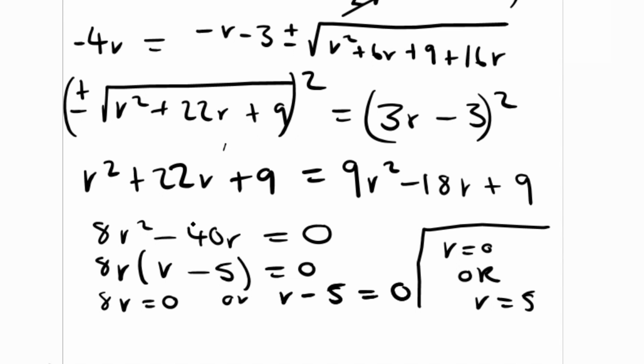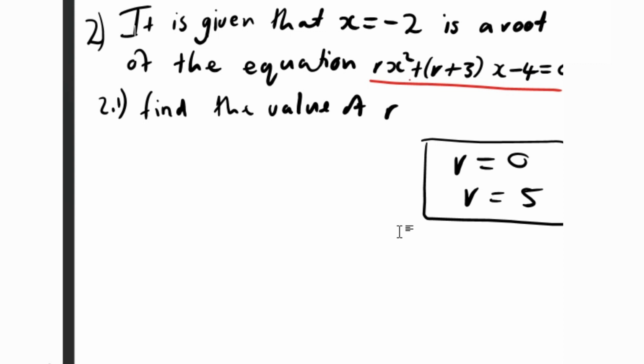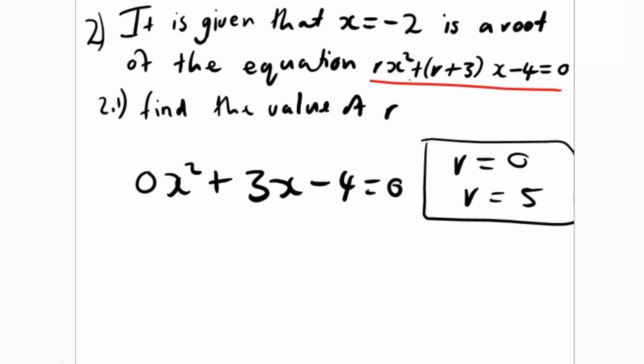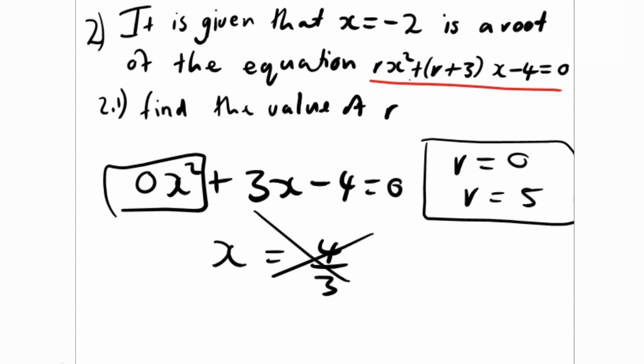Now we want to test this. The way we will test it is to plug 0 in place of r in the given equation, and then we have 0x squared plus 0 plus 3 is just 3x minus 4 equals 0. You see, it's no longer quadratic because this part falls away. If we solve for x, we get one solution, x equals 4 over 3, and this is not acceptable.